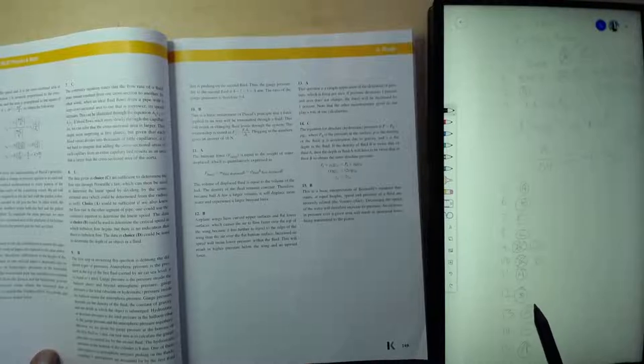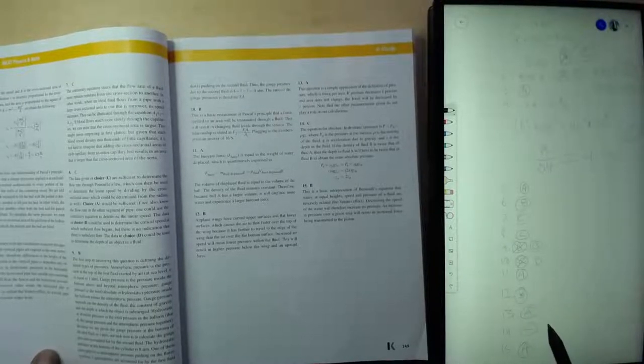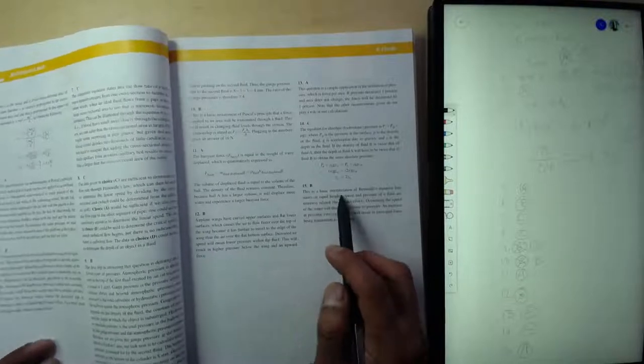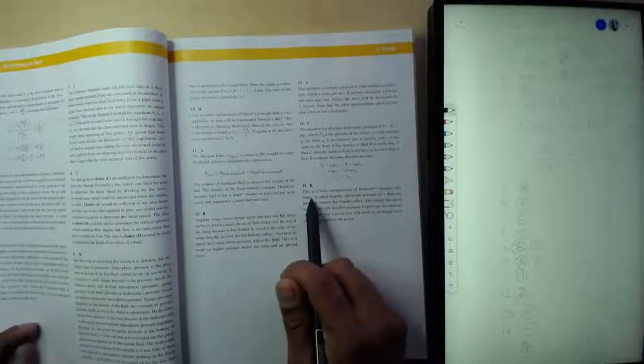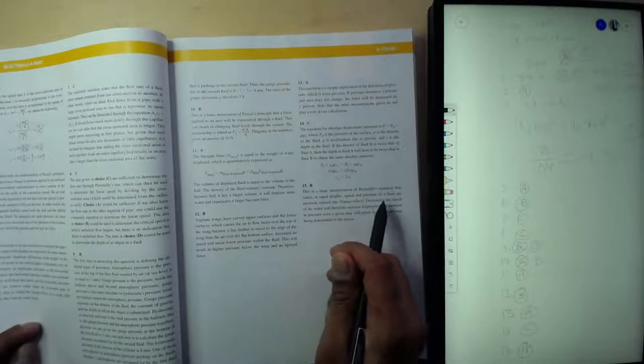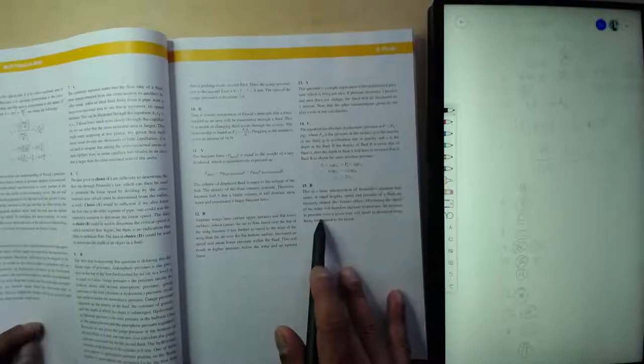12, B. 13, A, 14, C, 15, B, not A. This is a basic interpretation of Bernoulli's equation, which states that, at equal heights, speed and pressure of a fluid are inversely related. The Venturi effect. Decreasing the speed of the water will therefore increase its pressure. An increase in pressure over a given area will result in increased force being transmitted to the piston.